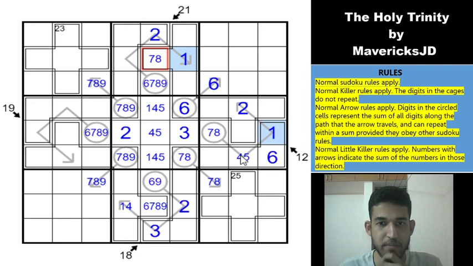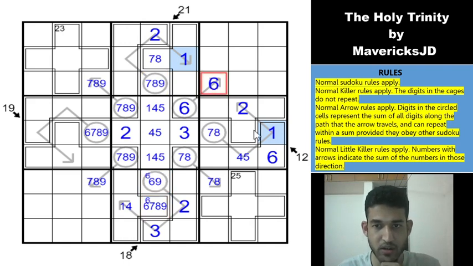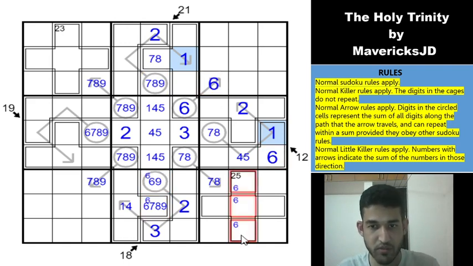Not that it is helping in any way, but let's see. So you have a 6 here, so this is not a 6, so this is 7, 8 or 9. So 6 must be in one of these two cells. Let us make a corner pencil mark. 6 is in column 7 and column 9, so 6 goes in one of these cells.